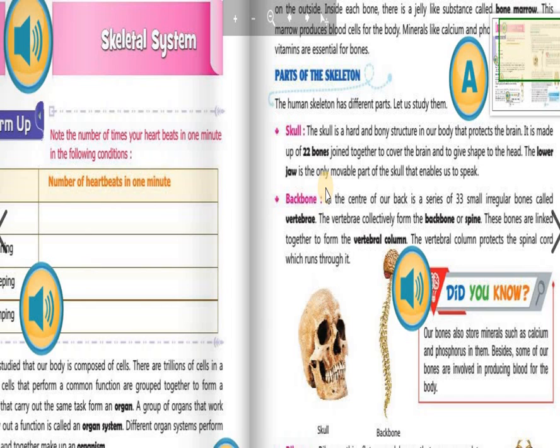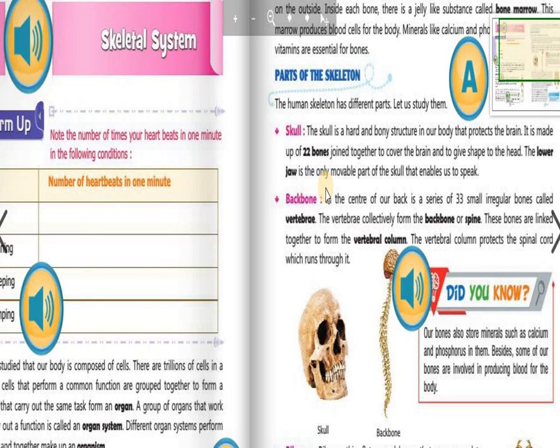So what this paragraph is telling is that the skull is made up of hard bones, which is mainly to protect our brain, which has very soft tissues, and it is made up of a total of 22 bones that are joined together to cover the brain. It also gives shape to your head, and the only movable bone in this skull is the lower jaw, and because of that we can speak and eat.